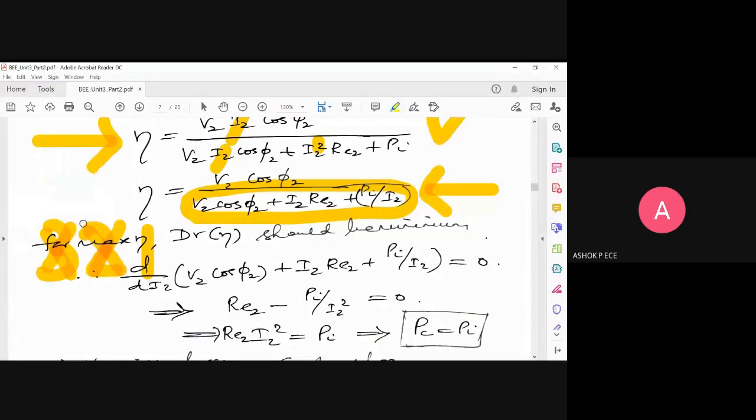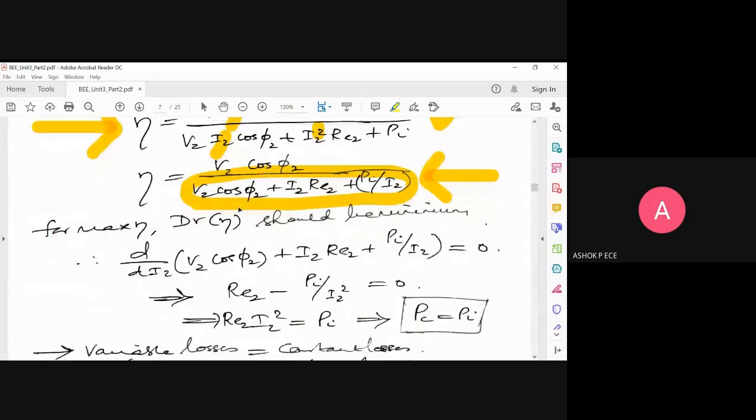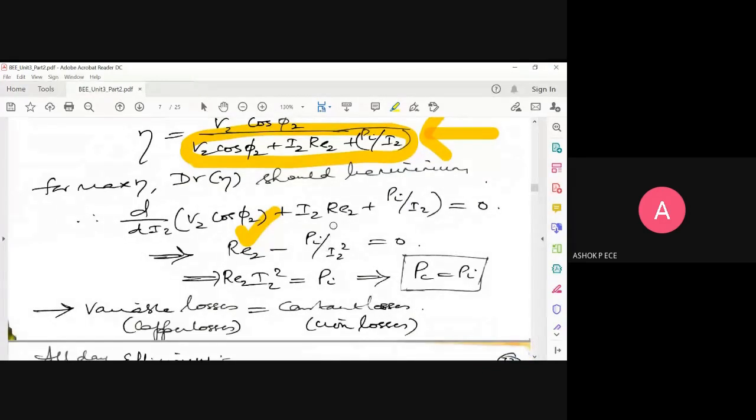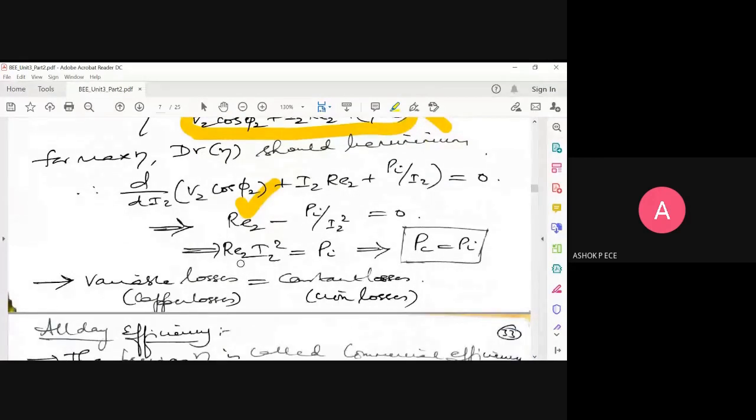Okay, so I am differentiating the denominator. First term, V2 cos phi 2 is constant, differentiation of a constant is 0. Second term, I2 RE2, differentiation is RE2. Third term, Pi by I2, differentiation is minus Pi by I2 square, equal to 0. If you solve this, you will get I2 square RE2 equal to Pi. I2 square RE2 is the copper loss and Pi is the iron loss. So when the copper loss becomes equal to the iron loss, the efficiency of the transformer is maximum.